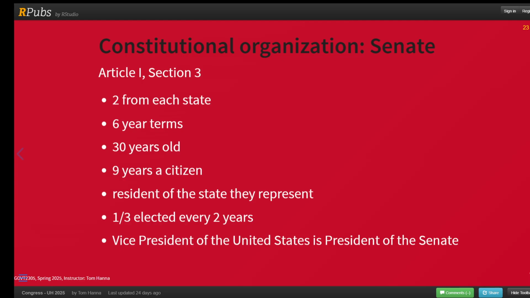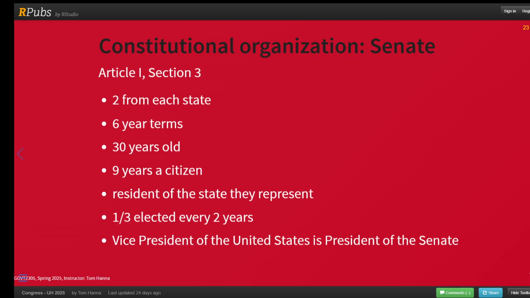They serve 6 year terms. They have to be 30 years old. They have to have been citizens for 9 years instead of seven. Now, 30 instead of 25. They have to be a resident of the state they represent. Only a third of them are elected every 2 years, so there's never a complete turnover.